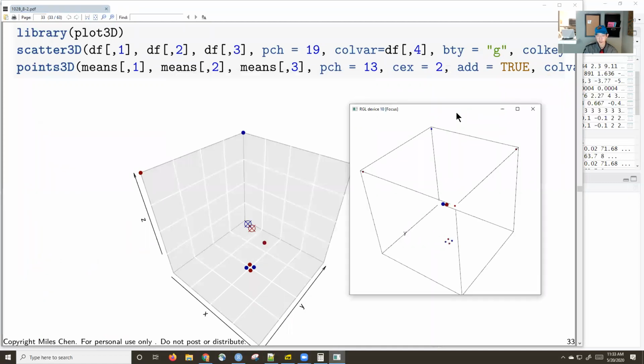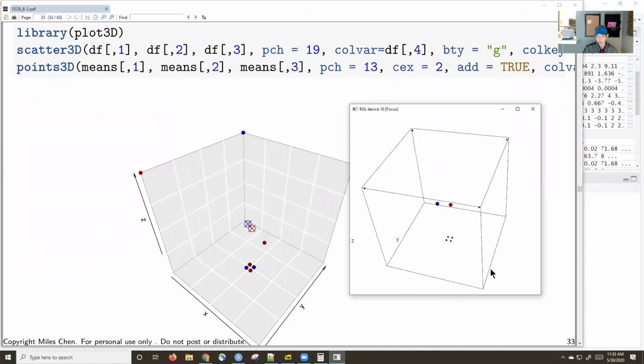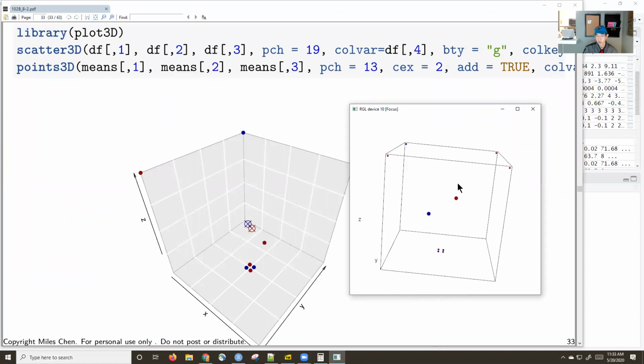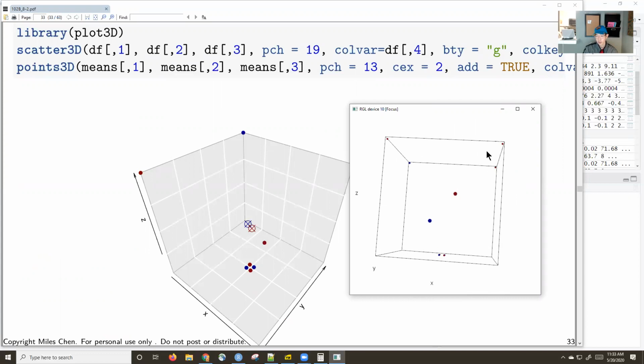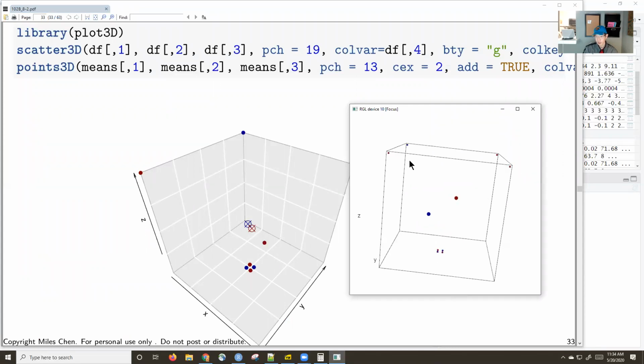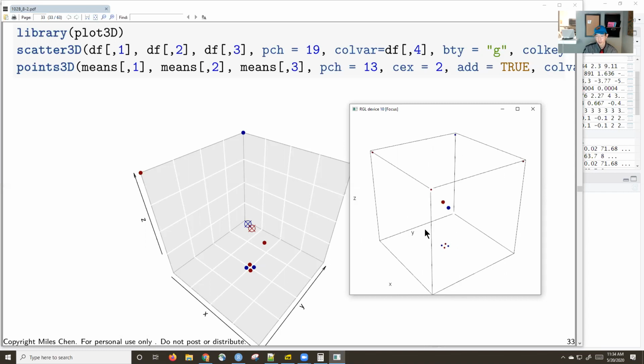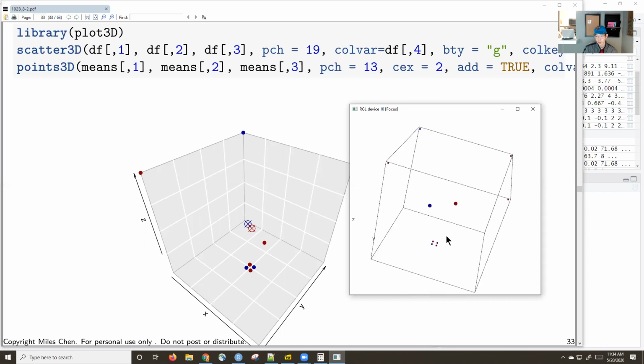I think that's what this plot looks like. But if you're able to rotate it, you can see it exists in three-dimensional space. Here the centroid of these 5 red points is higher up, which makes sense. And the centroid of the 3 blue points, because there are 2 at the bottom and 1 at the top, is lower down. So these are the centroids in three-dimensional space.